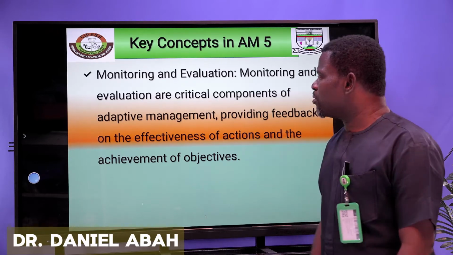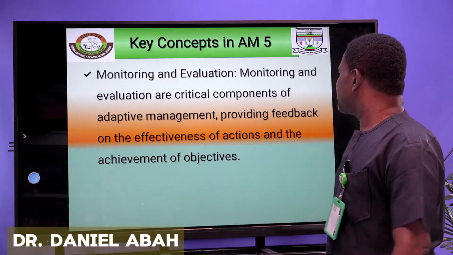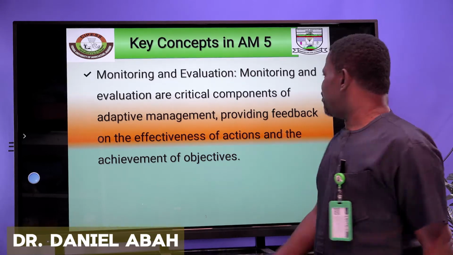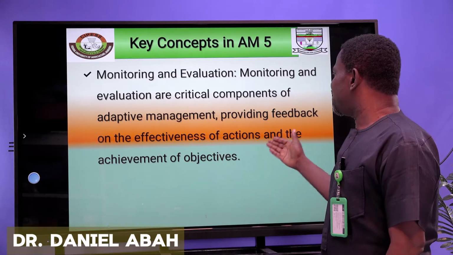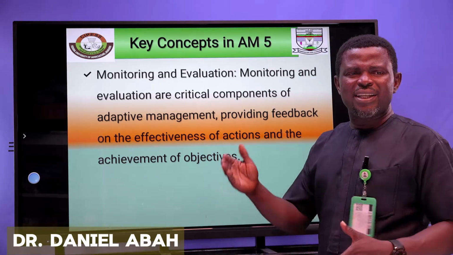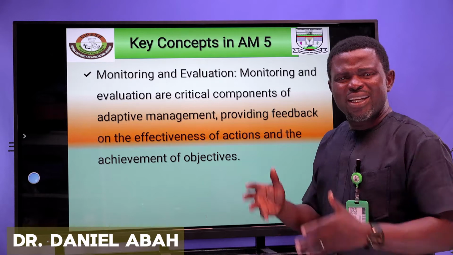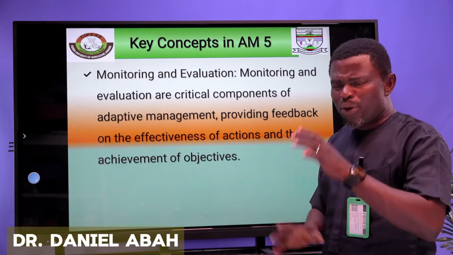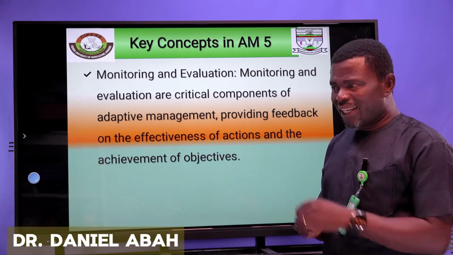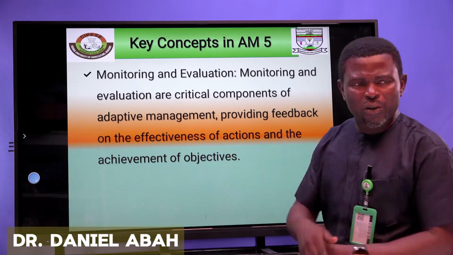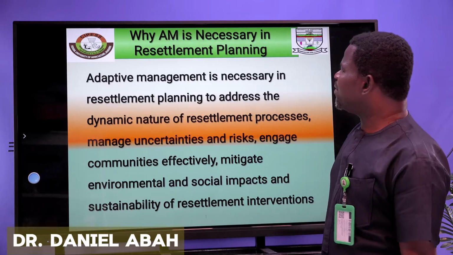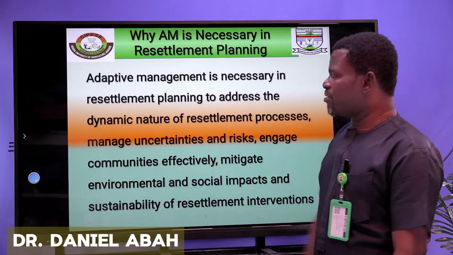Another key concept is monitoring and evaluation. Monitoring and evaluation are critical components of adaptive management. They help to provide feedback on the effectiveness of actions and the achievement of objectives. They have to see: are we working according to the target objective? Are we working according to the goals that are set? Are there rooms for adjustment? Are there things that needed to be done that have not been done? How do we do it better? Very, very key concept.